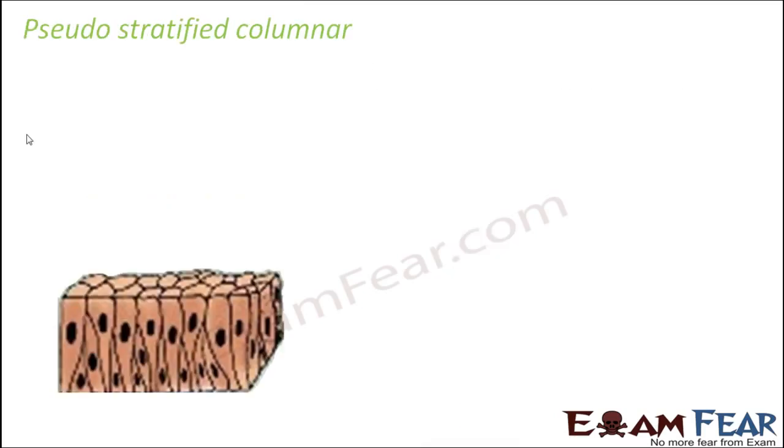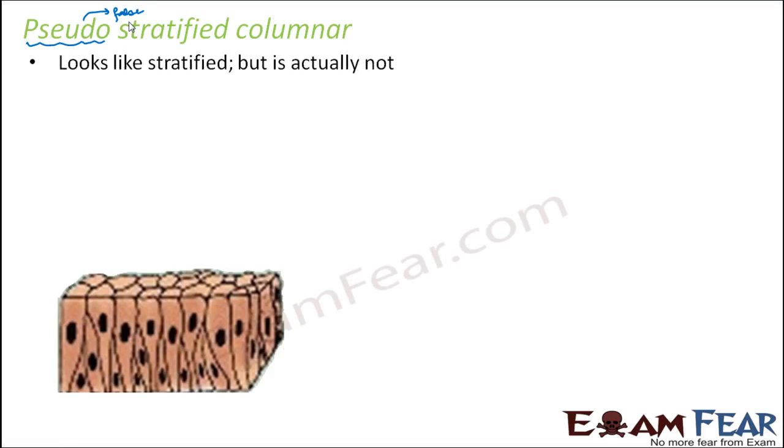Pseudo-stratified columnar. Here we have an additional term, pseudo. What does the term pseudo mean? It means false. That means even though we say that it is stratified, actually it is not. Even though it seems as if it is made up of multiple layers, actually it is not made up of multiple layers. So it looks like stratified, but is actually not. It looks as if it has multiple layers, but actually it has only one layer.